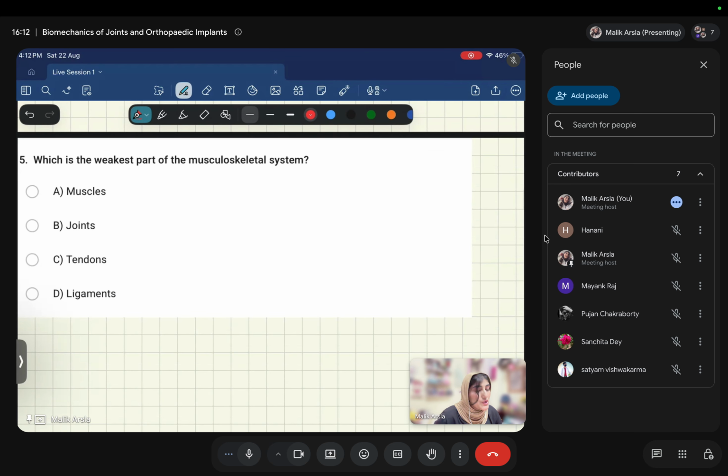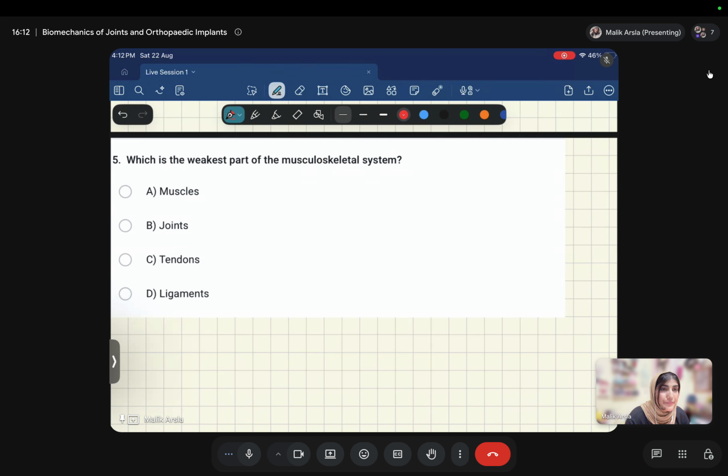Okay, so the next question we have here is, which is the weakest part of the musculoskeletal system? Which is the weakest part? Okay, B, joints is the correct answer.